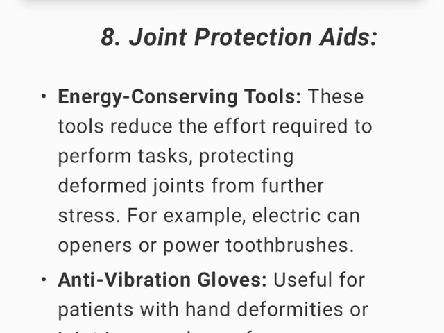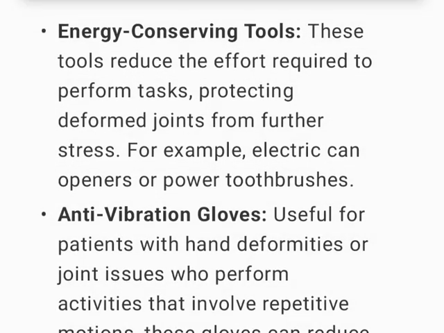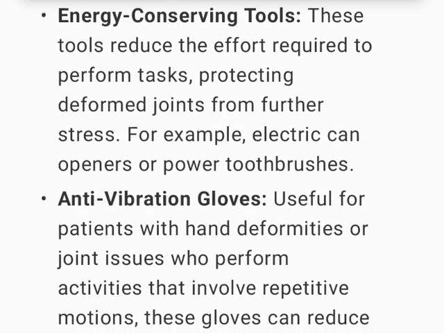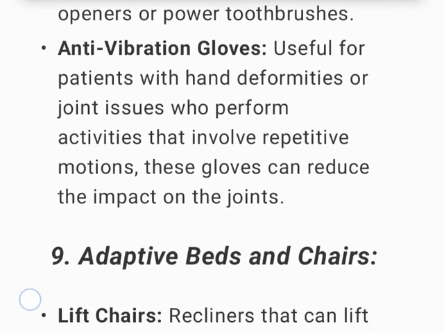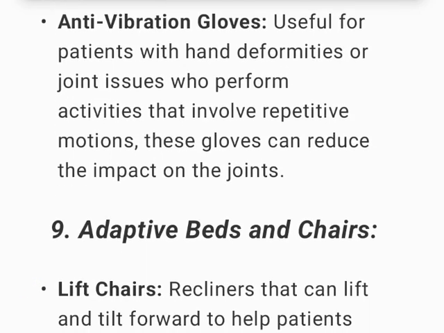8. Joint protection aids, energy conserving tools. These tools reduce the effort required to perform tasks, protecting deformed joints from further stress. For example, electric can openers or power toothbrushes. Anti-vibration gloves, useful for patients with hand deformities or joint issues who perform activities that involve repetitive motions. These gloves can reduce the impact on the joints.